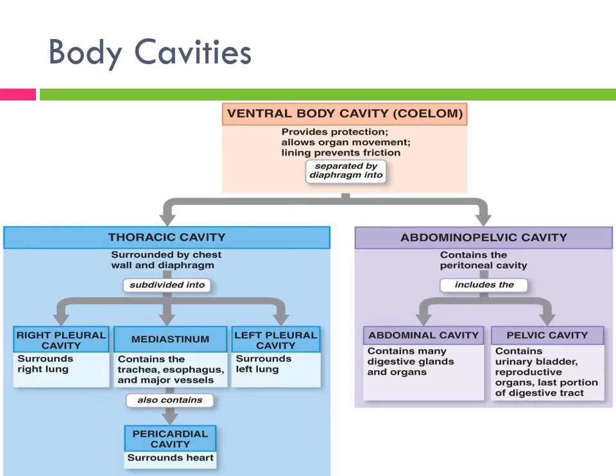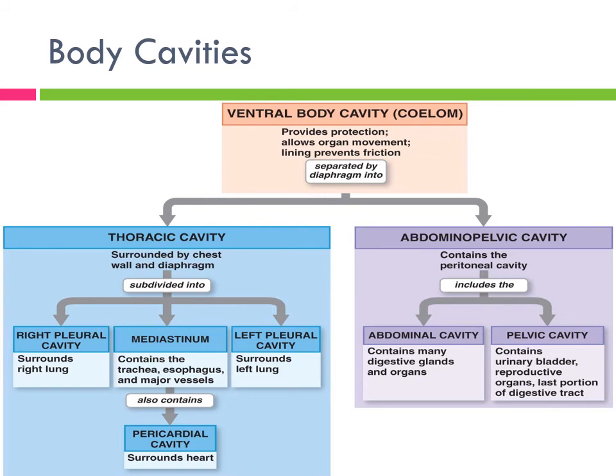The thoracic cavity can then be divided into the right and left pleural cavities. Those are going to house a lung. So the right pleural cavity has the right lung. The left pleural cavity has the left lung. And in between those is the mediastinum. The mediastinum contains the trachea, the esophagus, major blood vessels, and it also contains the pericardial cavity. And the pericardial cavity contains the heart. So you could say that the pericardial cavity is within the mediastinum, within the thoracic cavity, within the ventral body cavity.